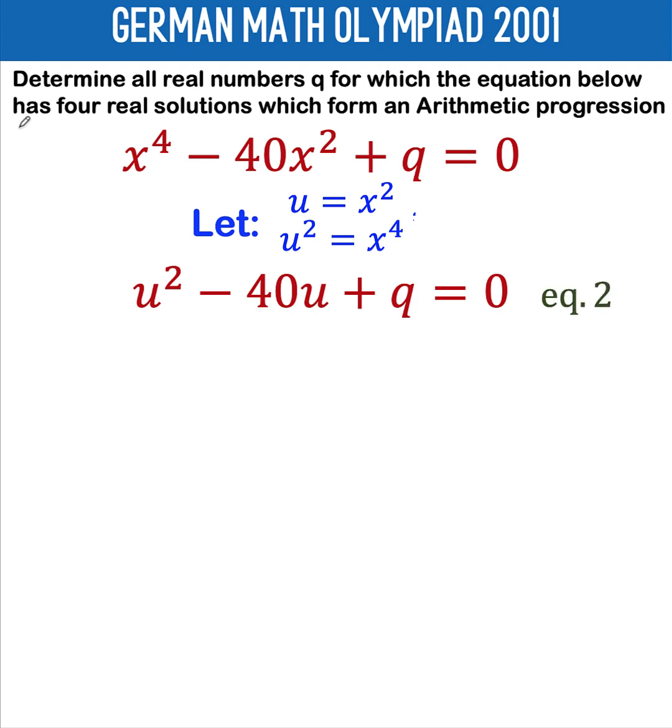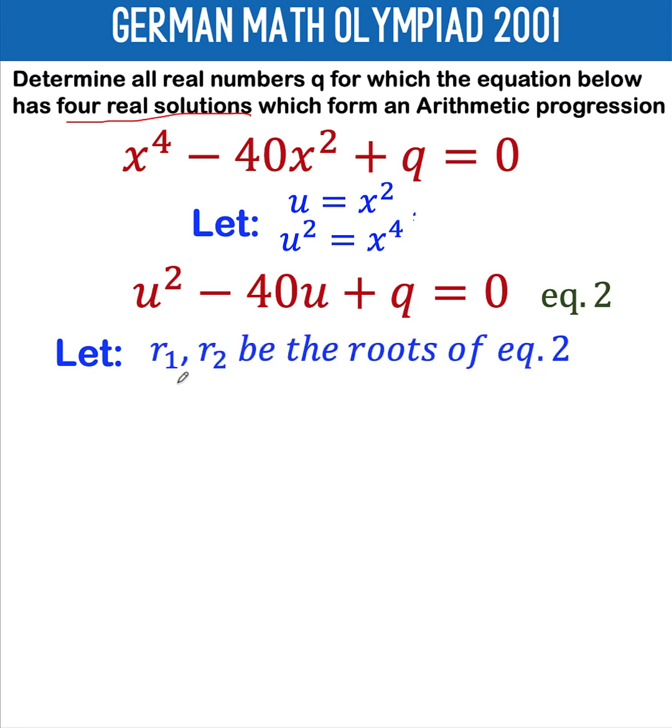Now we want to find 4 real solutions. And so we let the roots of equation number 2 be r sub 1 and r sub 2, but both of them should be positive, and they cannot be equal because we want an arithmetic progression. And so we have these conditions now. R sub 1 and r sub 2 are both greater than 0. R sub 1 is less than r sub 2.